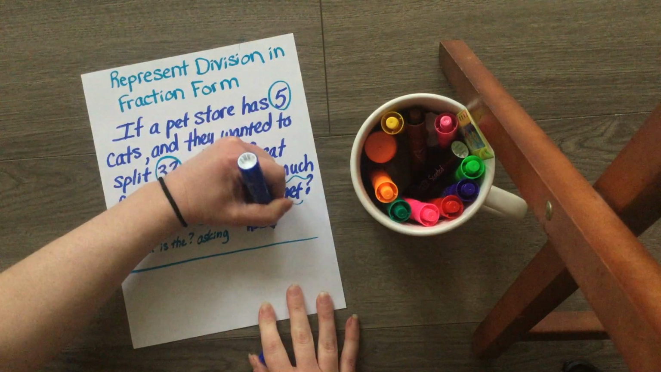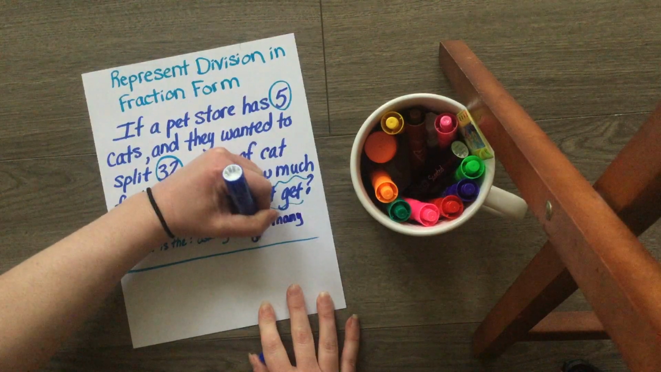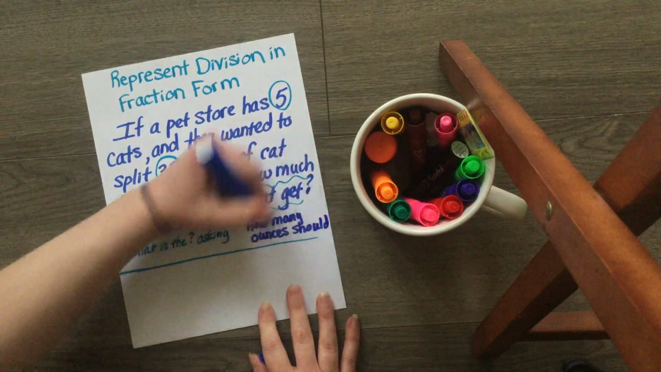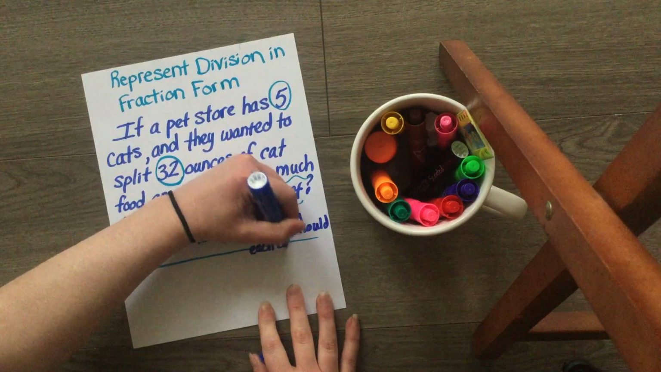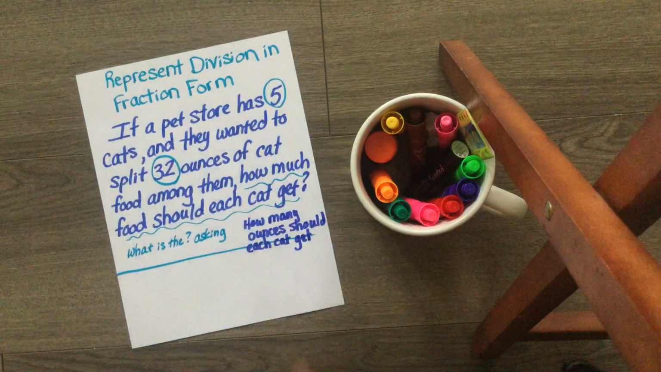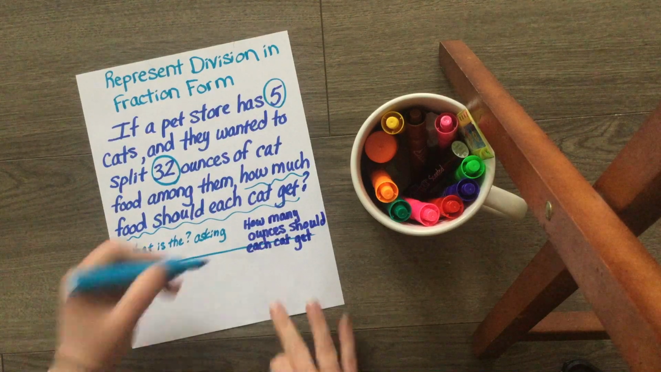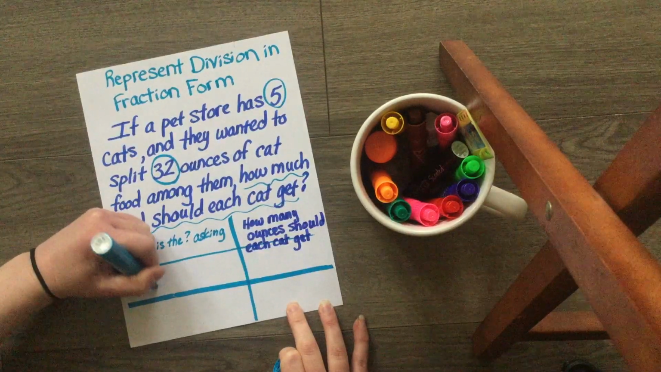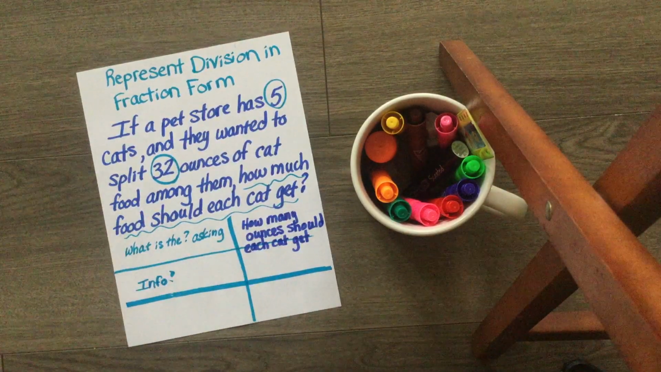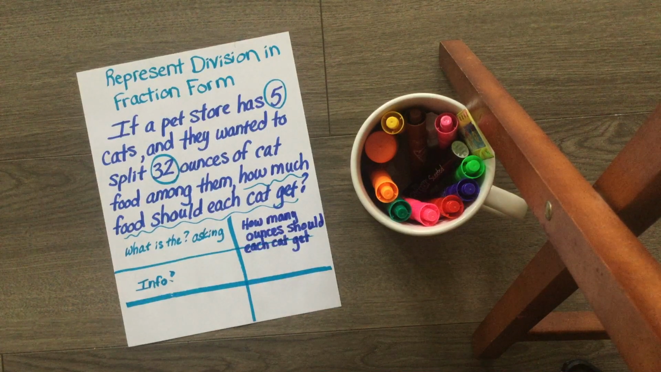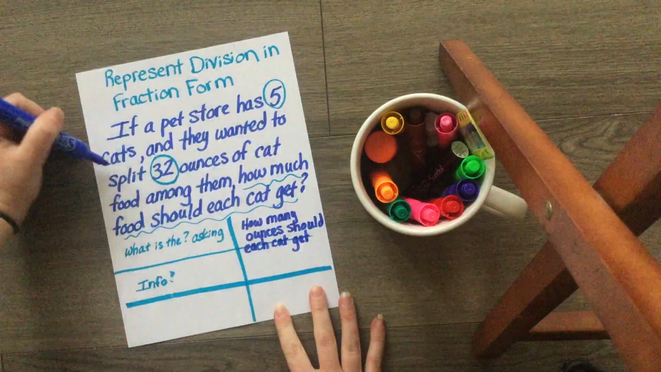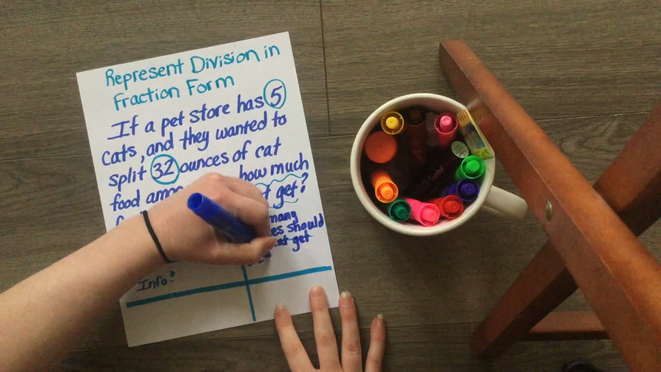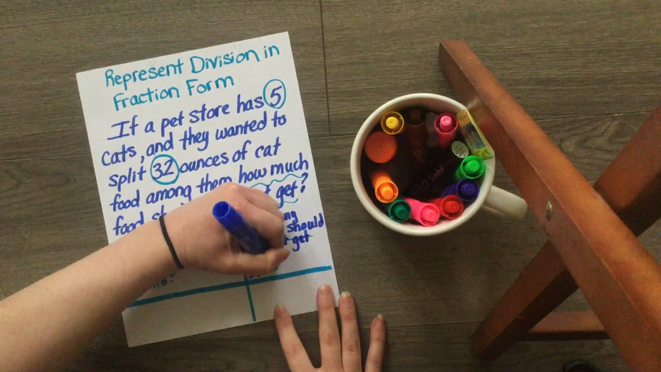So I'm going to write down here, and it's actually how many ounces, right? How many ounces should each cat get? Now, what information am I going to use? Well, the two numbers that are in my problem are 5 cats, and 32 ounces. So I'm going to write that: 5 cats, 32 ounces.